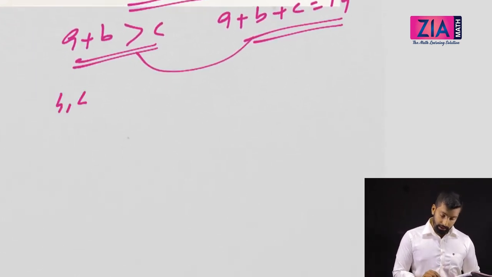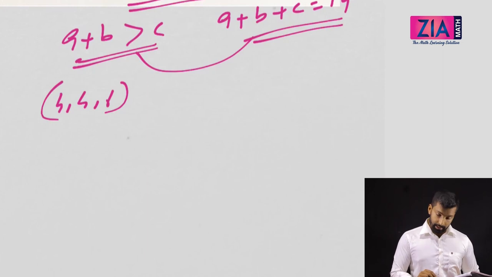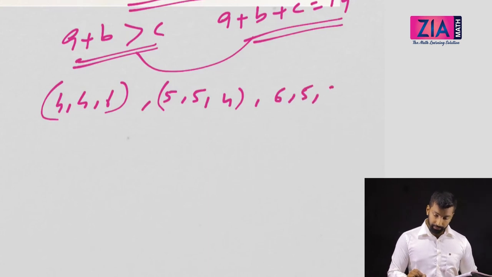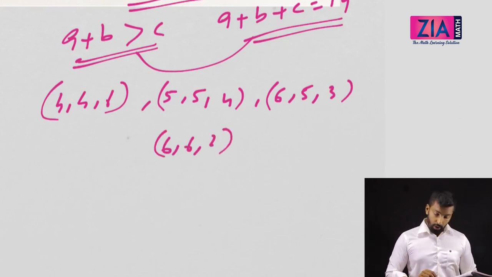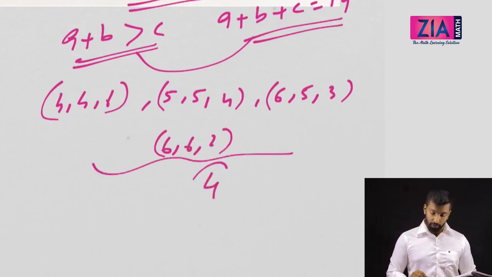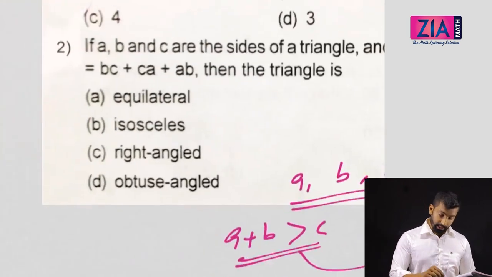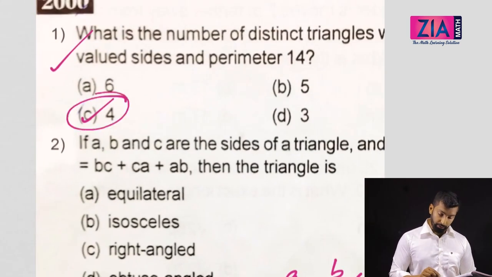You can get a triangle with 4, 4, 6, right? Then you can find 5, 5, 4. That is another possibility. Then you can get 6, 5, 3. Correct? Then you can get 6, 6, 2. So how many are possible? 4. 4 triangles are possible. So the answer for this question is 4. I hope this is clear for you.